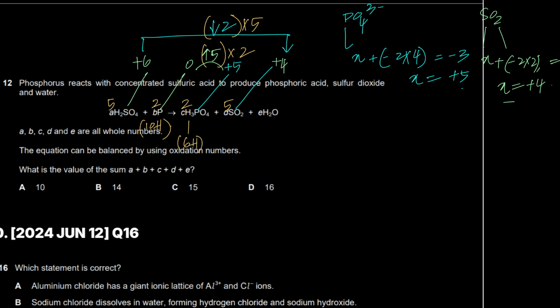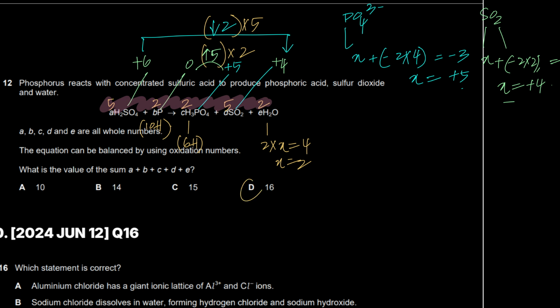How many more do I need? I need 4 more. So what should I multiply 2 with to get 4 more? X is equal to 2. So E is 2. And if you sum all of these up, 5 plus 2 plus 2 plus 5 plus 2, what does that give me? 5 plus 5 is 10, 10 plus 2 is 12, 14, 16. And therefore D is the correct option.